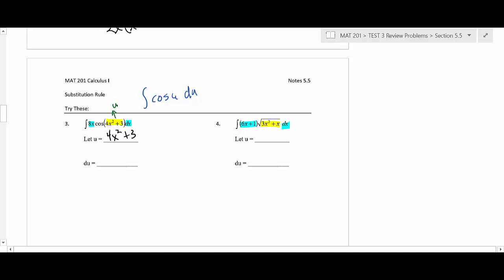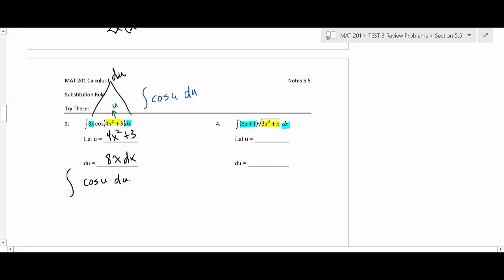u is going to be what I highlighted in yellow. I'm hoping when I get du, I get what I highlighted in blue. Okay, so du is 8x dx. See, it's substitution. So that 8x dx becomes du. All right, so what you end up with is the integral of cosine u du.